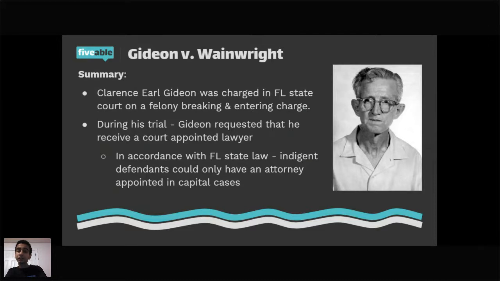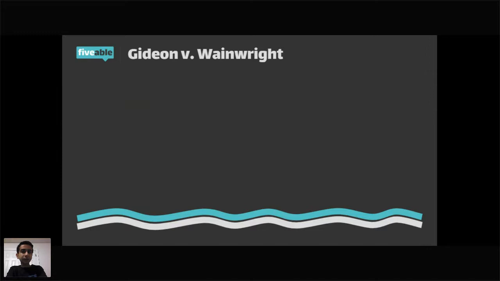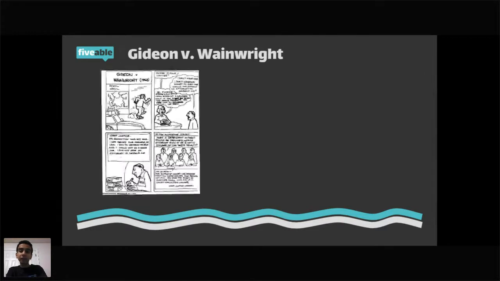So basically what the state court said was that if it's a state case, those defendants could only be appointed a lawyer if they were being charged with murder or attempted murder, something like that. That was just a law. Gideon really wanted a lawyer for his state case. That was a felony breaking and entering, because he couldn't afford the fine and what his sentence was going to be. So he really wanted a lawyer. However, he was not afforded one based on the previous state law.